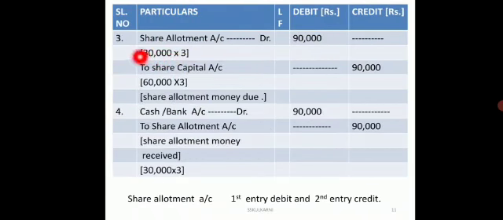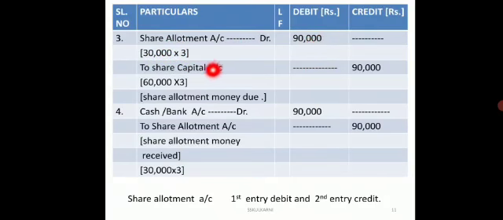Now coming to the allotment. Allotment means you are going to transfer the shares in the name of the shareholders. In this process, the company collects the amount again. So allotment account is debited. It is on 30,000 shares at the rate of rupees 3 per share. So 30,000 into 3, it is 90,000.